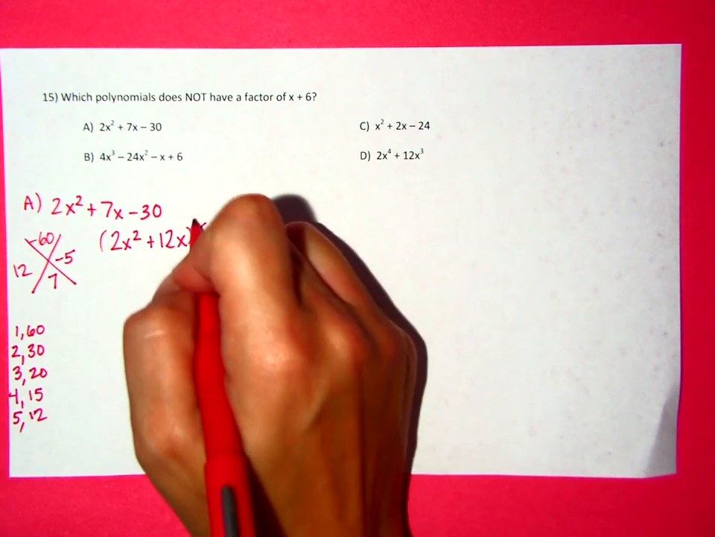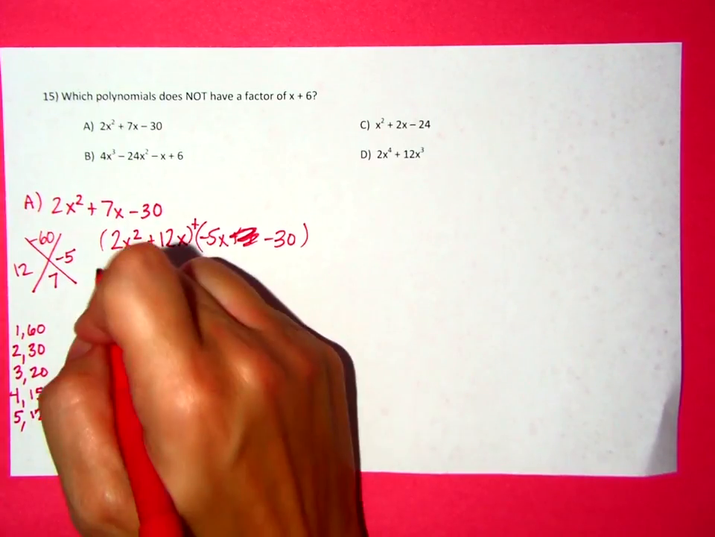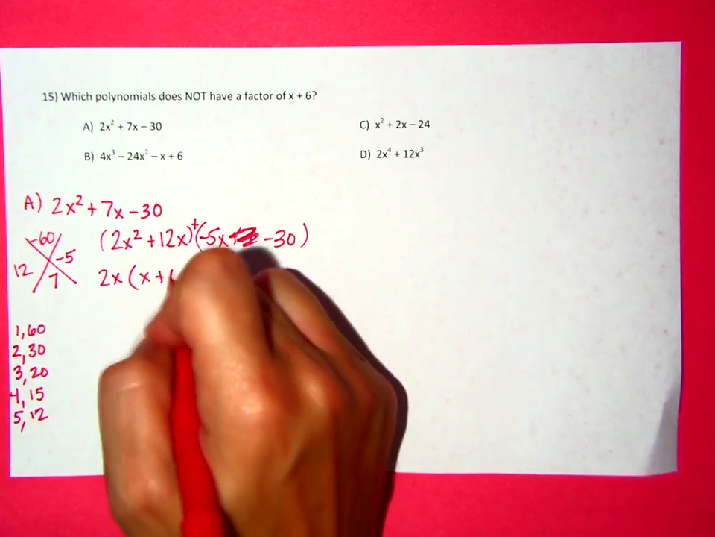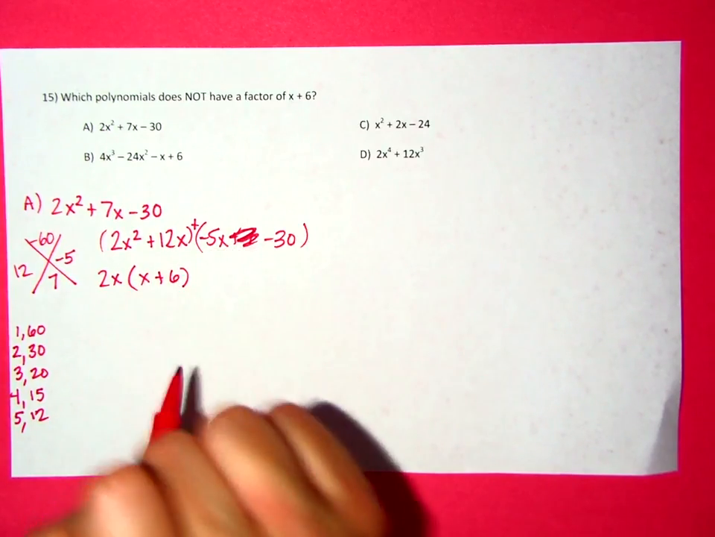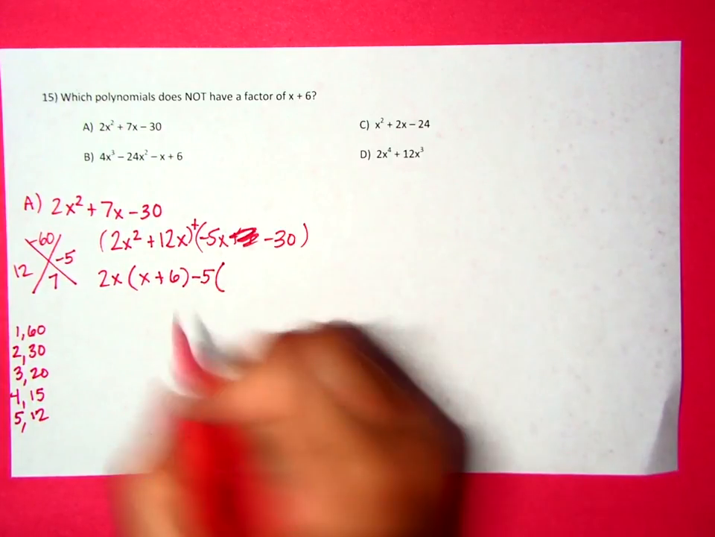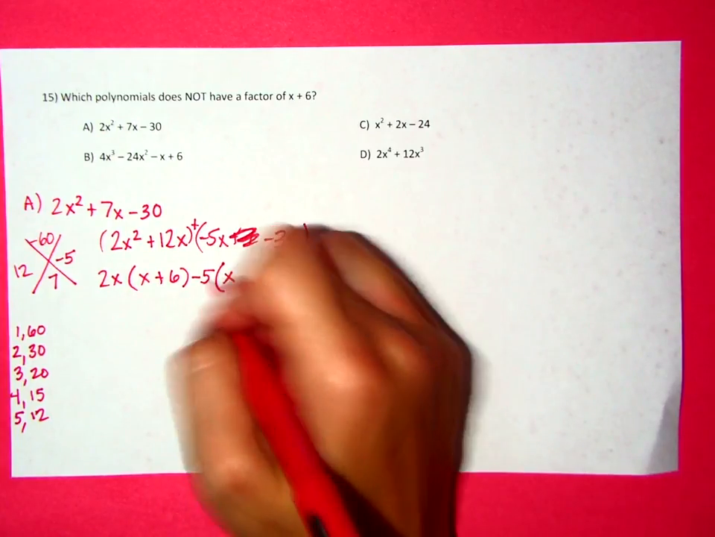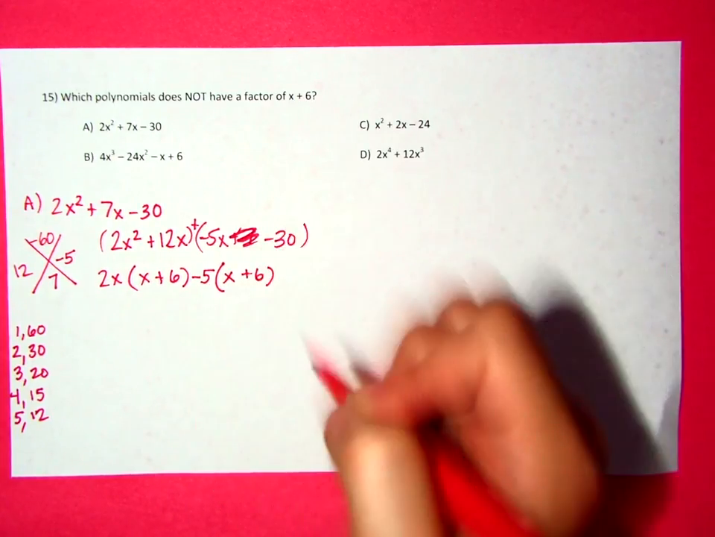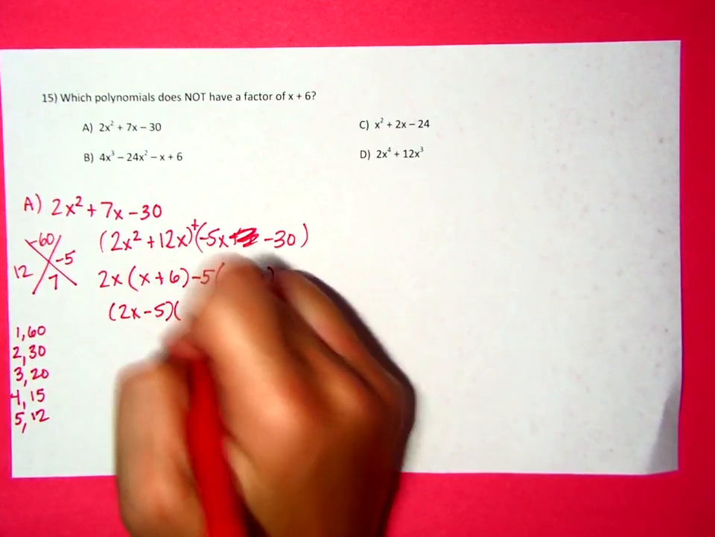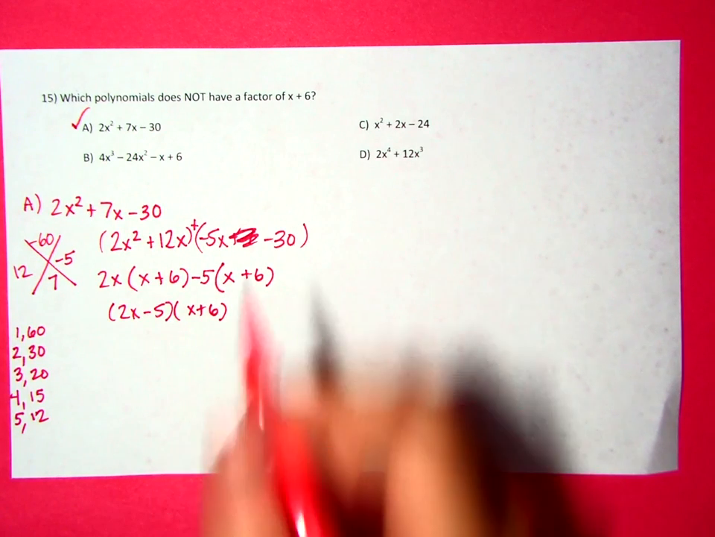Anytime that you group something, make sure you always put an addition sign between them. What's our GCF here? Our GCF is going to be 2x. So if we did 2x times x, and then 2x times positive 6, what that's going to give us is the factor x plus 6, but let's keep going. Minus 5, and we're going to pull that out as our GCF. Negative 5 times x is negative 5x, and negative 5 times positive 6 is going to give me negative 30. Notice we have a match, so our two factors for this are 2x minus 5 times x plus 6. There's the factor of x plus 6. A holds up. So let's keep going.